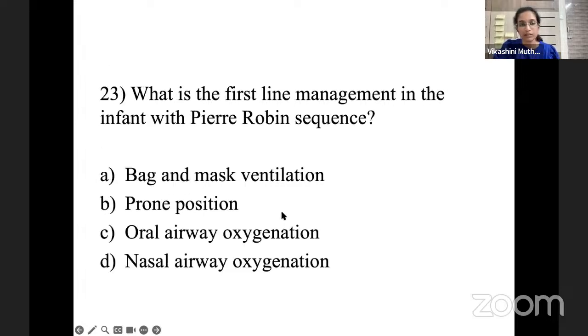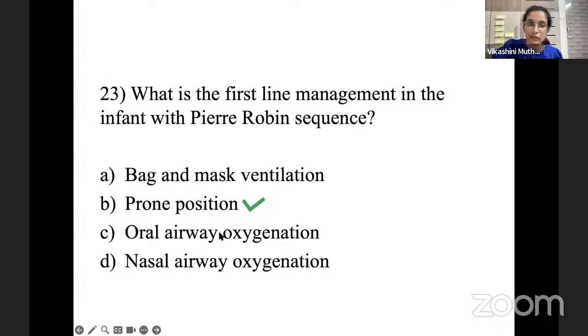So coming back to the question, what is the first line management? You got the answer right. Prone position. If prone is not in the options, then you can go for a nasal airway with oxygen. Oral airway doesn't make sense, right? Bag and mask: if there is a backward position of the tongue, then how will bag and mask ventilation help you? It won't, right? So that's it.